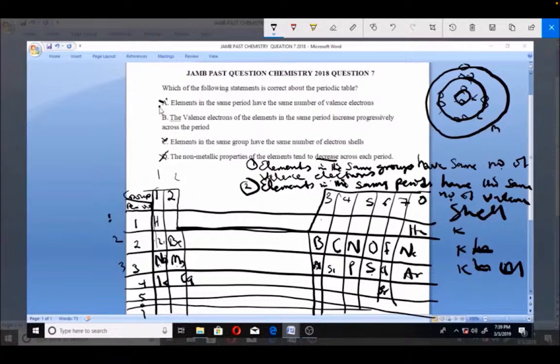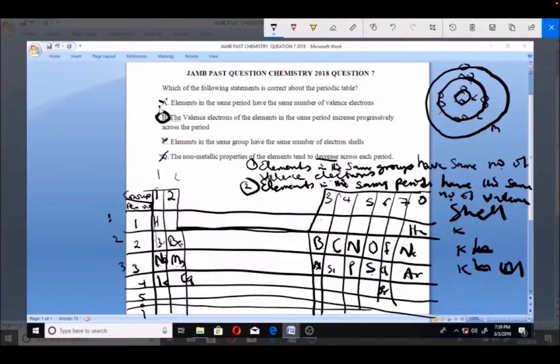The same thing here. Lithium, the valence electron here is 1. That of beryllium is 2. Boron is 3. Carbon is 4. So the valence electron is actually increasing progressively across the period. That makes option B the right option.